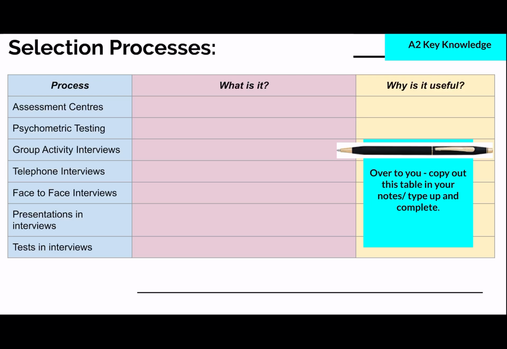Again, I'd like you to do your research in this part before completing your A2 piece of your coursework. Copy out the table, type up the notes, and make sure that you are reflecting on which of these selection processes your chosen organisation is using.